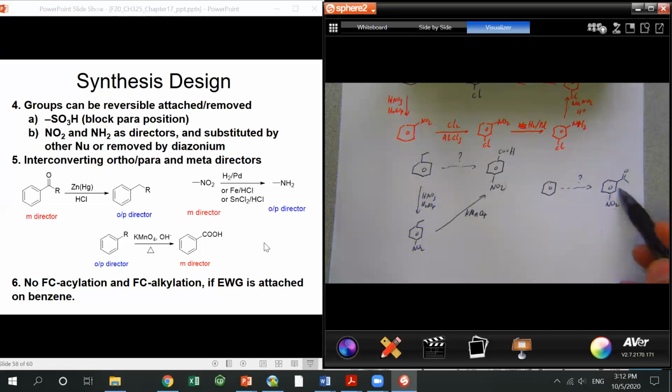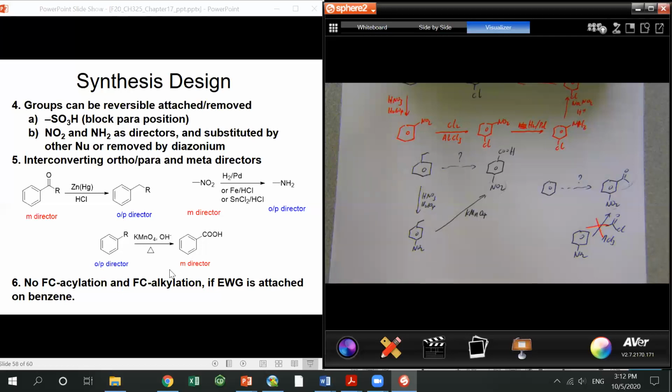For free radical acylation, you have to make sure there's no deactivating group on the benzene. If you already have a deactivating group on the benzene, the Friedel-Crafts acylation doesn't work. If there's no electron-withdrawing group attached to the benzene, you can do any kind of Friedel-Crafts acylation reaction.